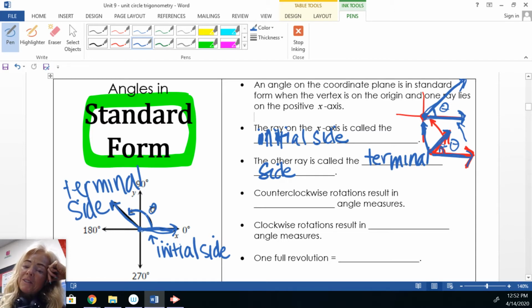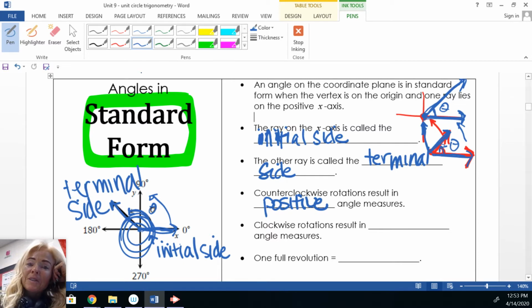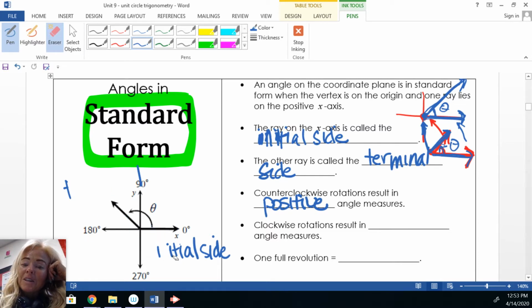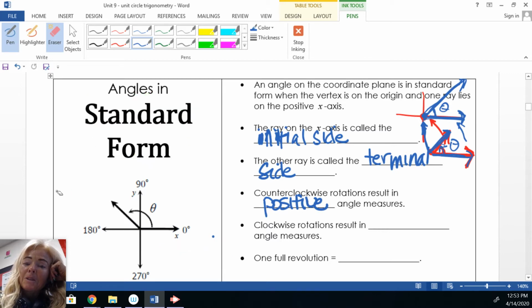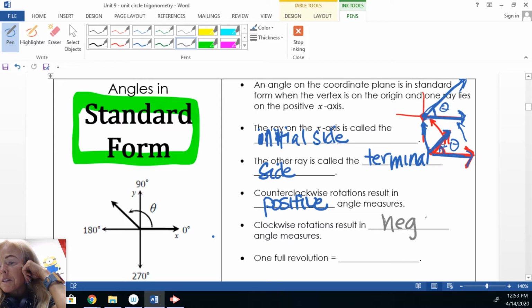So you notice that this side goes in a certain direction, and if we were to move around and around, we're going counterclockwise, aren't we? So those counterclockwise rotations result in a positive angle measure. Now we have another way we can go, and what happens when we go the other way is that we end up with a negative angle measure. And that's if we go clockwise.